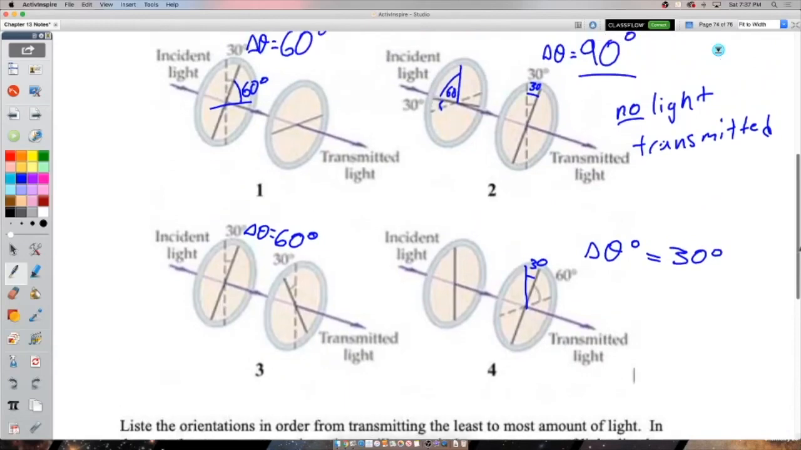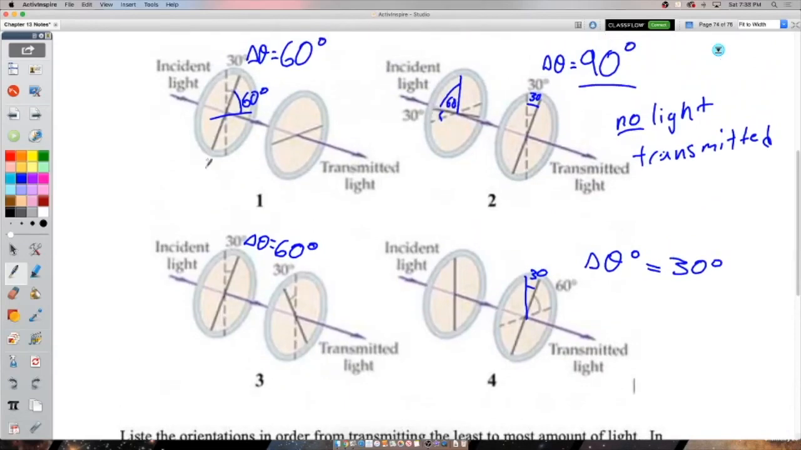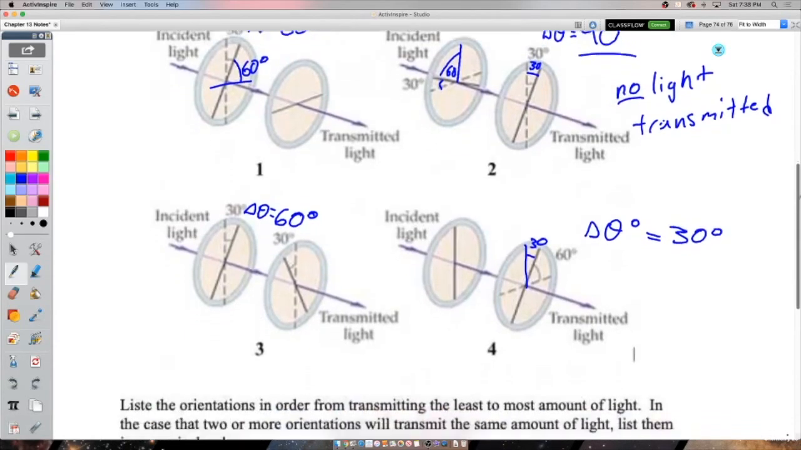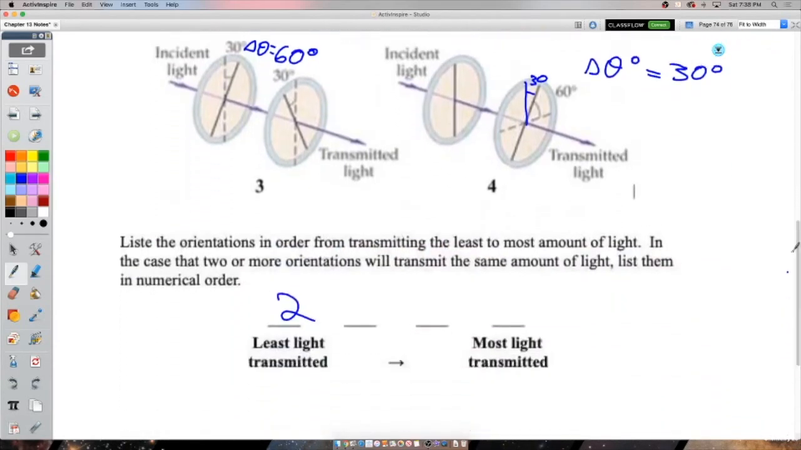What's the next closest to perpendicular? Well, we have a tie here between 1 and 3. Both are at 60 degrees, so they don't let much through. Since that's a tie, we'll go in numerical order, 1, 3. Then the most light transmitted is the one that's closest to being parallel. Since 30 degrees is the smallest angle here, we have 2, 1, 3, 4.